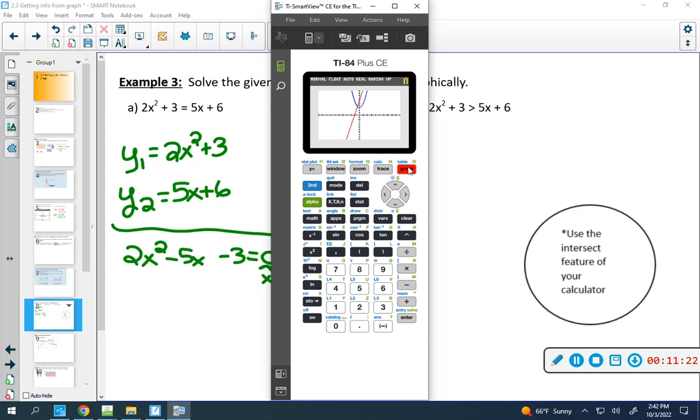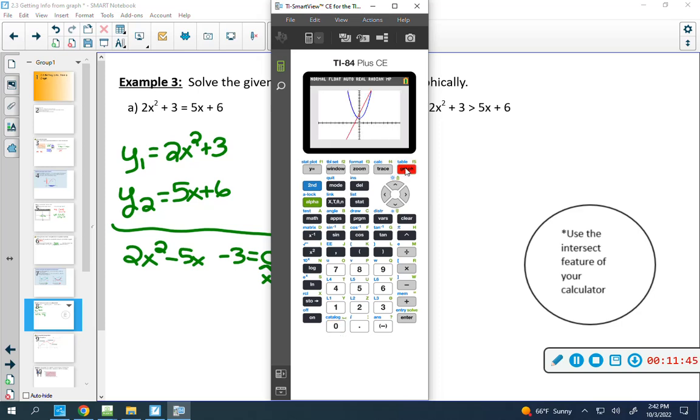I'm going to change the window. I need my y-axis to go up higher. So I'm going to hit window at the top. I'm going to go to y max because we're at 10. And it's a little bit of a guessing game. I think it's a little far off. I'm not going to get too crazy. I'm going to switch it to 20. And I hit graph.